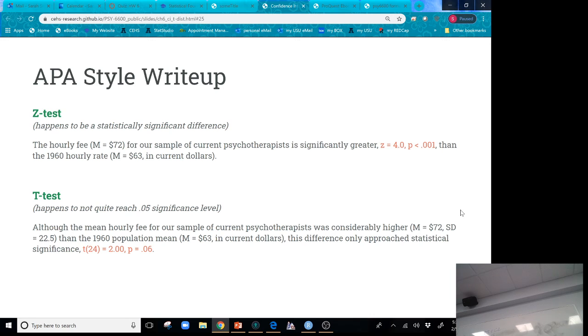Now, the z-test on this first example is statistically significant. This t-test just happens to not be statistically significant. So we might say, although the mean hourly fee for our sample of current psychotherapists was higher, that average is 72 is higher than 63, this difference only approached, or you could say failed to reach, statistical significance. And then we throw our stats in there.